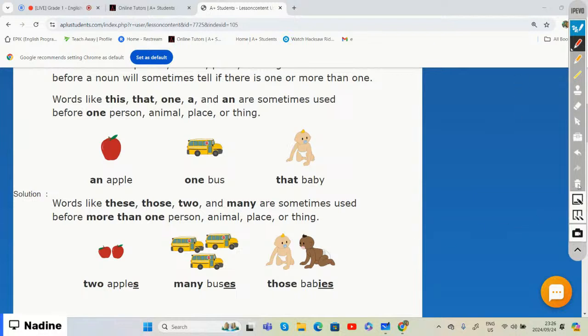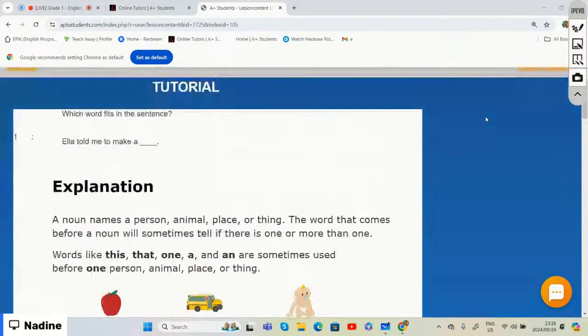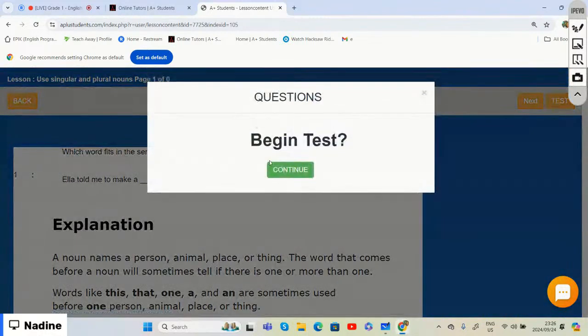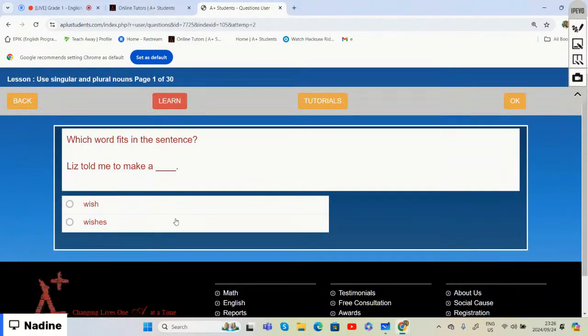All right. So now we're going to our test where we are going to use singular nouns and plural nouns.